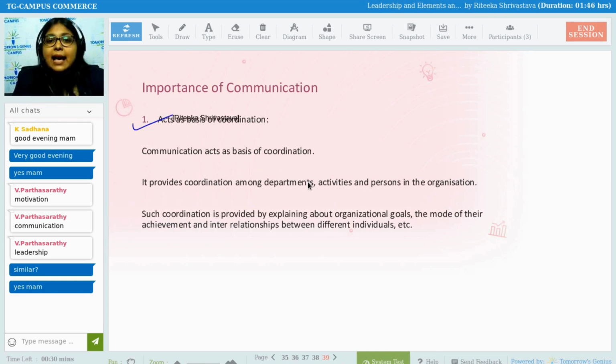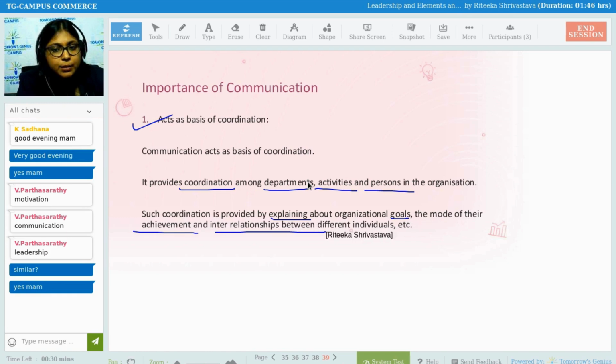First important point, it acts as a basis of coordination. Communication acts as a basis of coordination. It provides coordination among departments, activities, and persons in the organization. Such coordination is provided by explaining organizational goals, mode of their achievement, interrelationship between different individuals, etc.